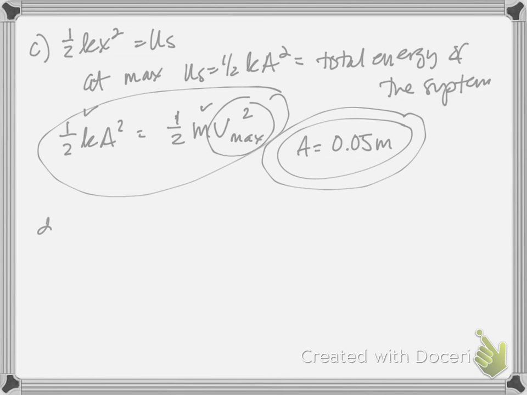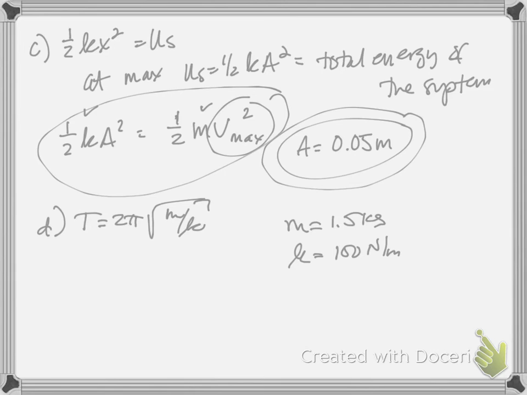From our formula sheet, we have T equals 2 pi radical m over k. Our mass is the combined mass, 1.5 kilograms. Our little k is 100 newtons per meter. And we get a period of 0.77 seconds. So 1 point for a correct expression for T and 1 point for the correct answer.